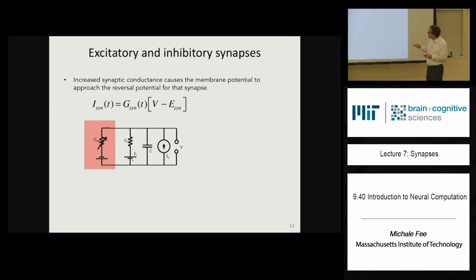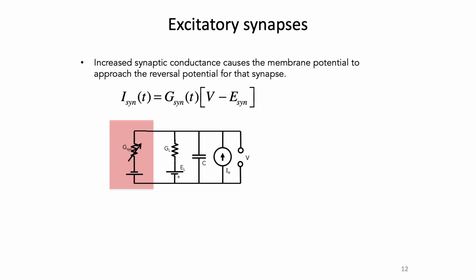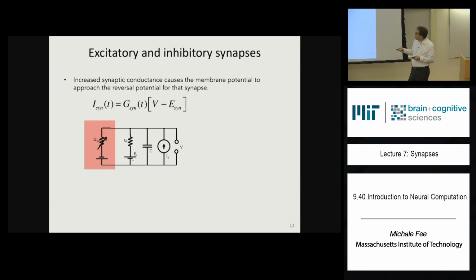We have this circuit, we have a battery and a resistor. Let's make that resistor really, really big. That connects the battery between the outside and inside of our neuron. And now we make the resistor really small all of a sudden. What's going to happen to the voltage in here?